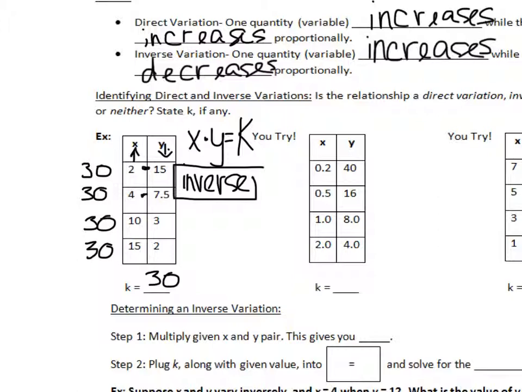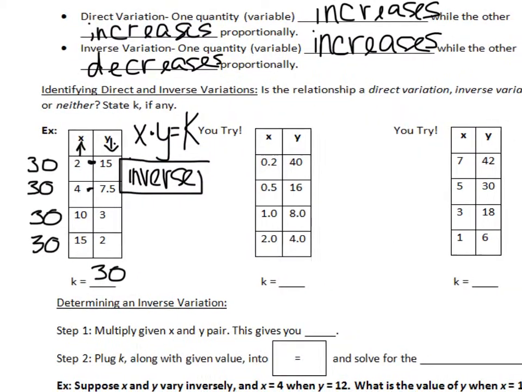Now let's look at the next. And we're going to do the u-tries together here. Well, the first thing I'm going to look at is, are my x's and y's both going up, both going down, or one of each? Well, my x's are going from 0.2, then 0.5, 1, 2, so that's going up. My y's start at 40, then 16, then 8, then 4, so they're going down. So it's possibly going to be inverse.